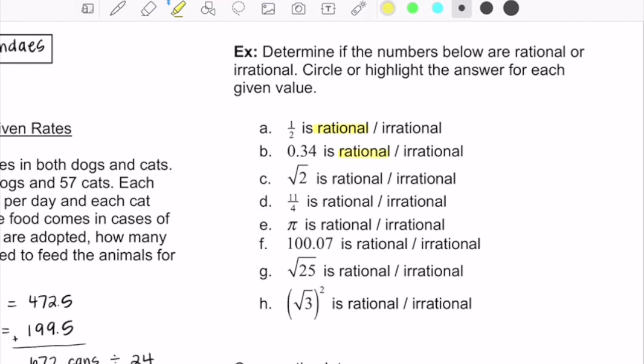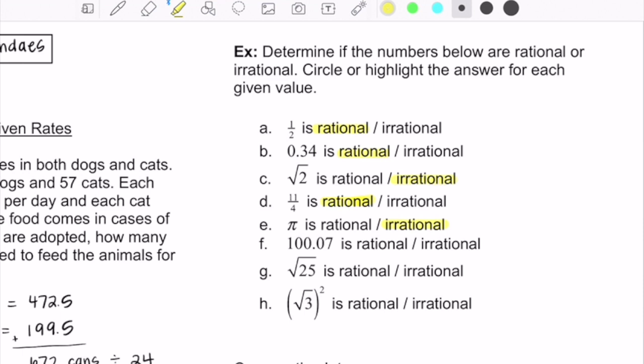The square root of 2 is not a perfect square. If you type that into your calculator, it's a non-repeating, non-terminating decimal, and so that is a definition of an irrational number. Any square root that's not a perfect square is going to be irrational. On the next example for D, 11 over 4 is written as a fraction, so that is rational. Pi is an irrational number.